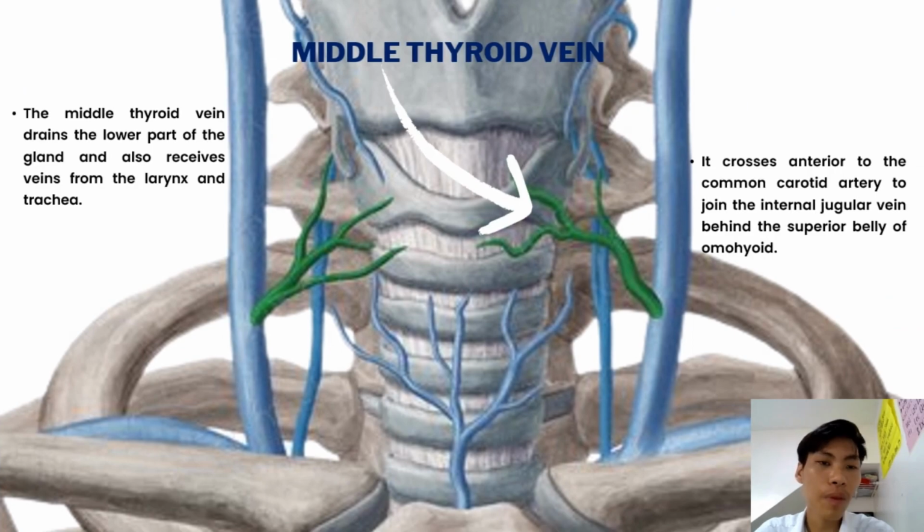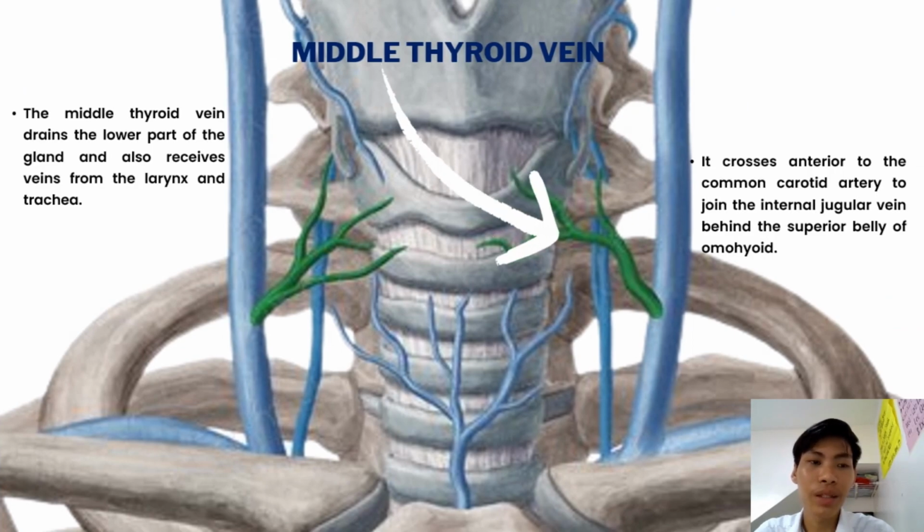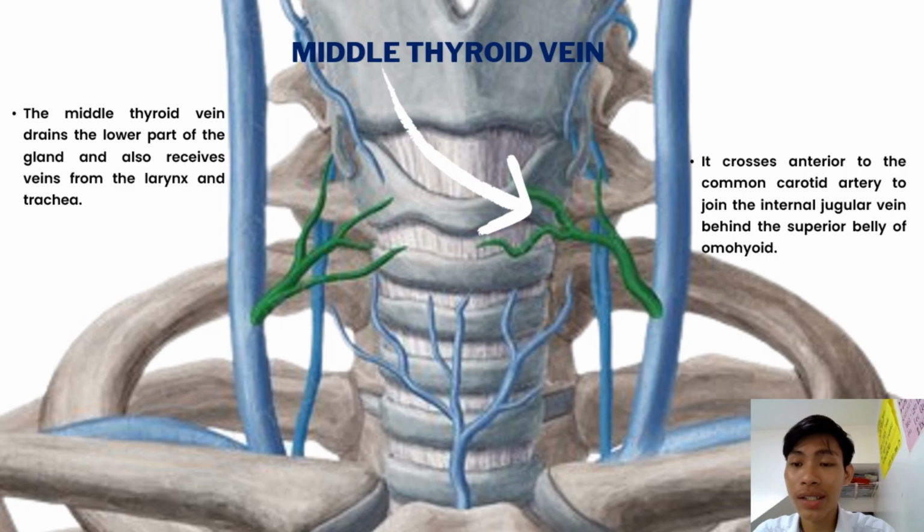Next is the middle thyroid vein. The middle thyroid vein drains the lower part of the gland and also receives veins from the larynx and trachea. It then crosses anterior to the common carotid artery to join the internal jugular vein behind the superior belly of the omohyoid.